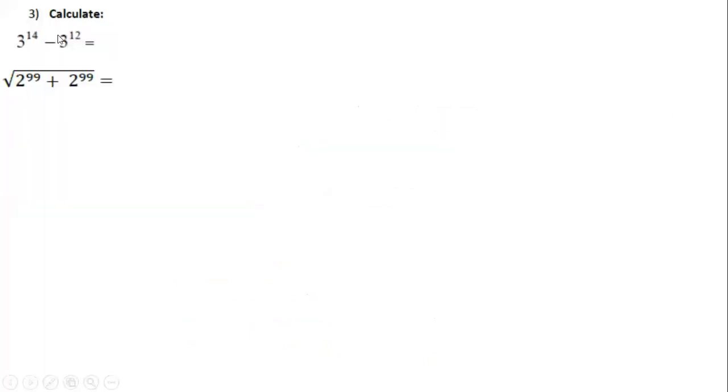3 to the power 14 minus 3 to the power 12. Who can tell me how we should calculate this one? Yes? What should we do? Can we get the answer of 3 to the power 14? Is it easy to get the answer of 3 to the power 14, guys?